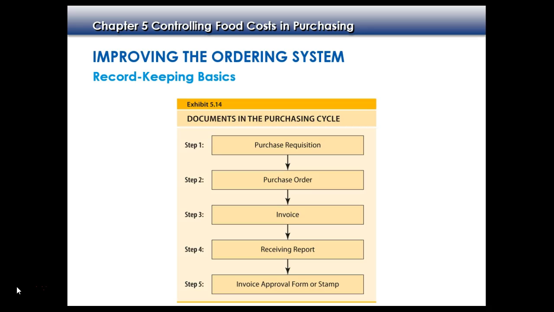So thinking about your record keeping. You start with your purchase requisition. Now that's not something you're going to see in every restaurant. A requisition is basically asking permission to make the purchase order. So then you have your purchase order. You've got your invoice. You want to keep those all together and maybe even include a receiving report.